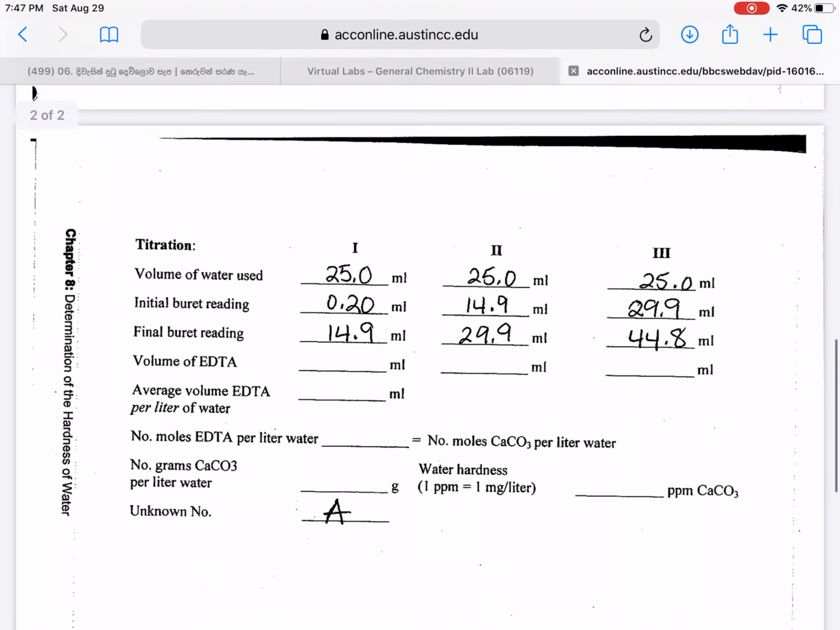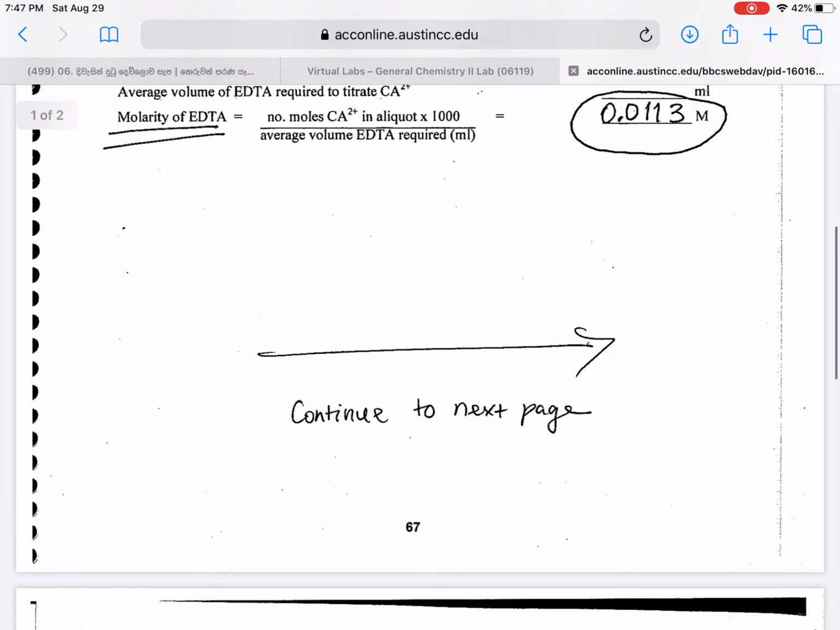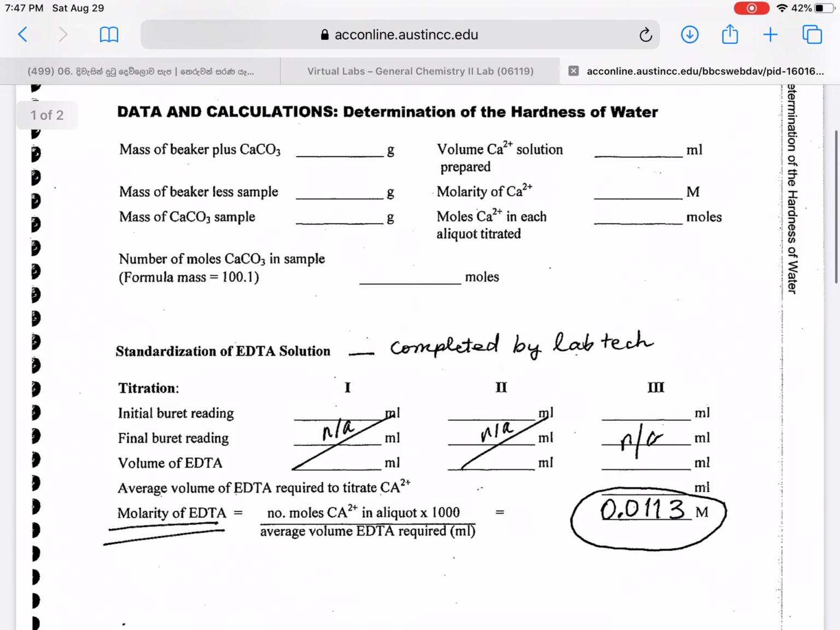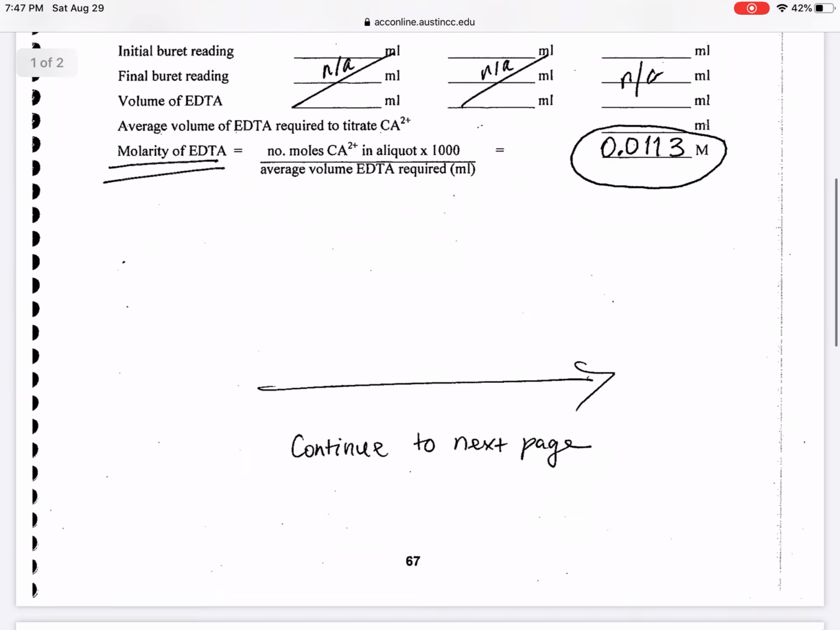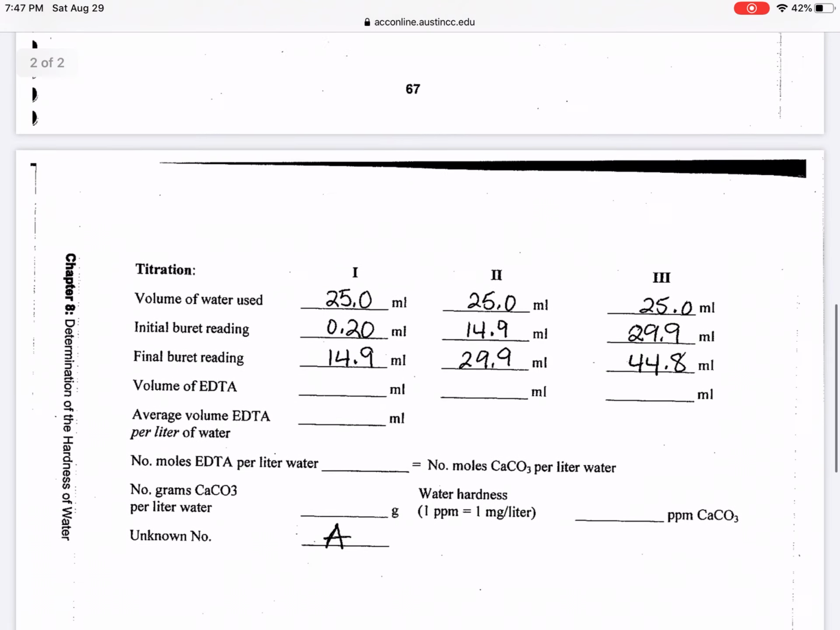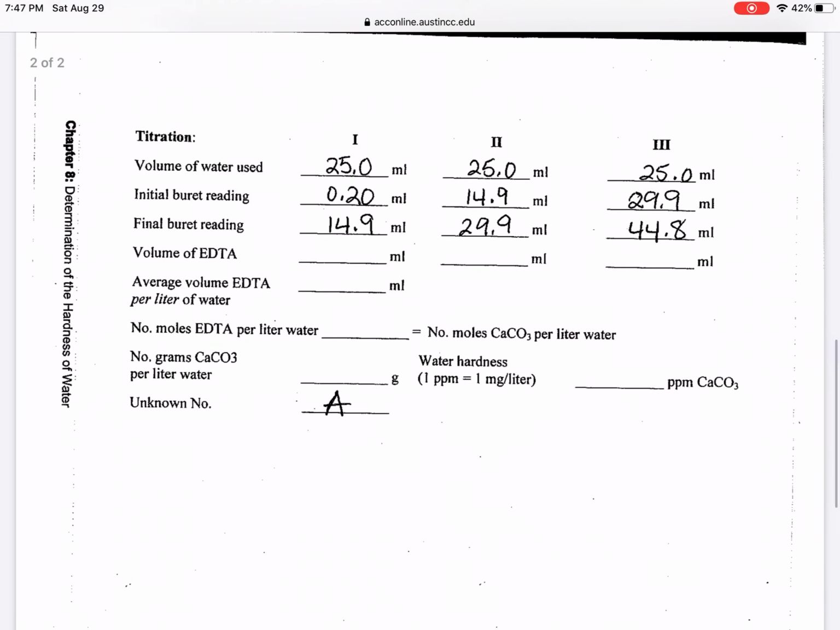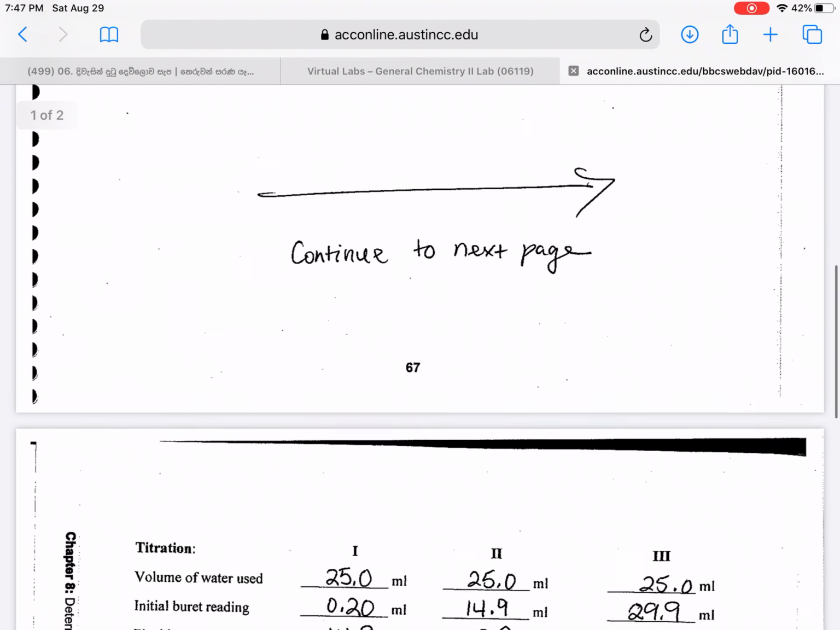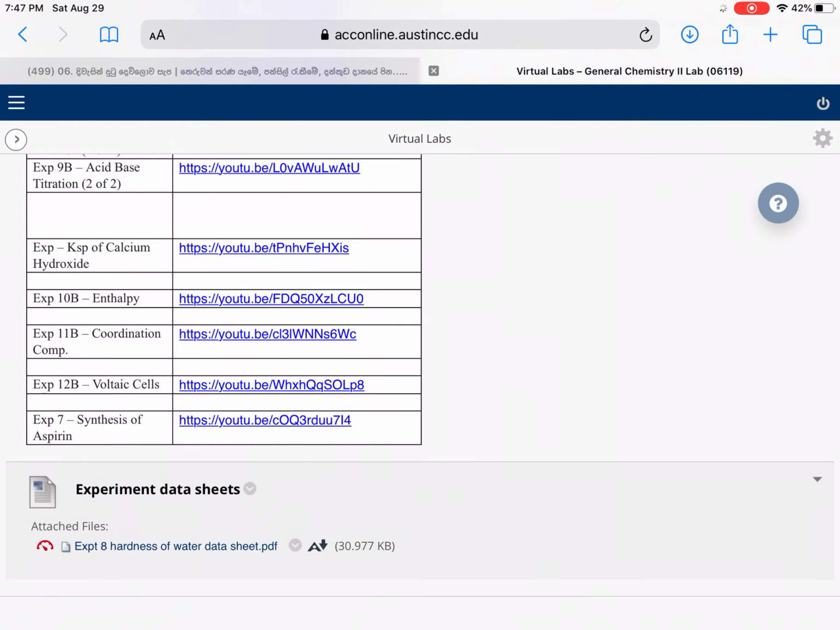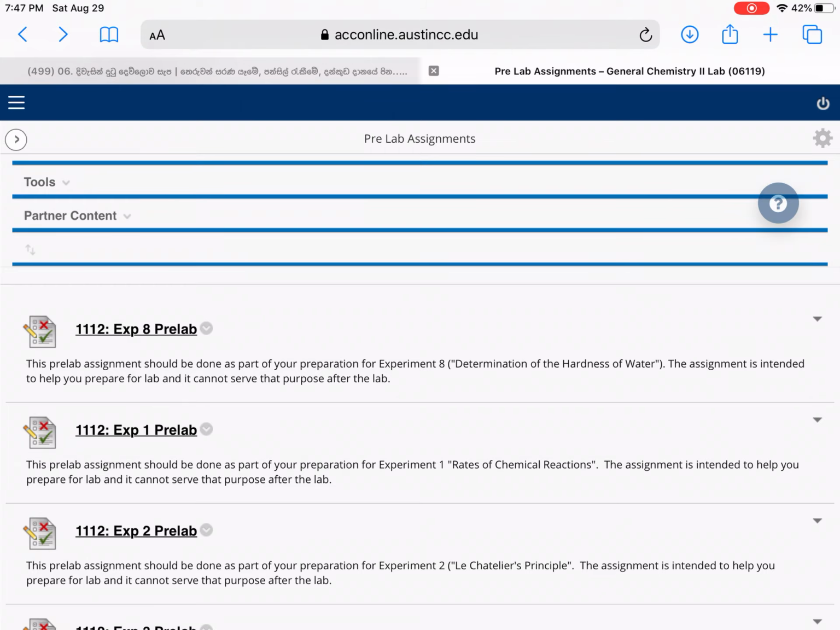I will show you how to do these calculations. Also, after I show you how to do your pre-lab assignment. Okay, so this is the data sheet, and this is what you need to turn in after you perform your calculations. Okay, and the way that you're going to turn in your post-lab reports is going to be like this.